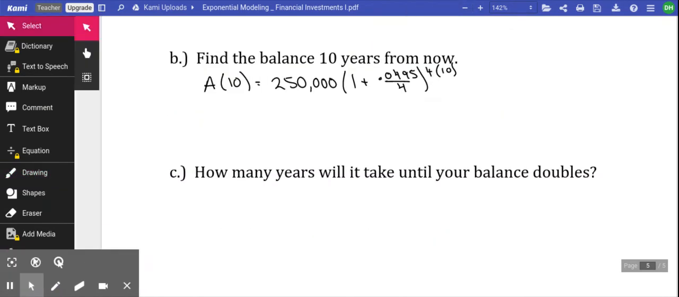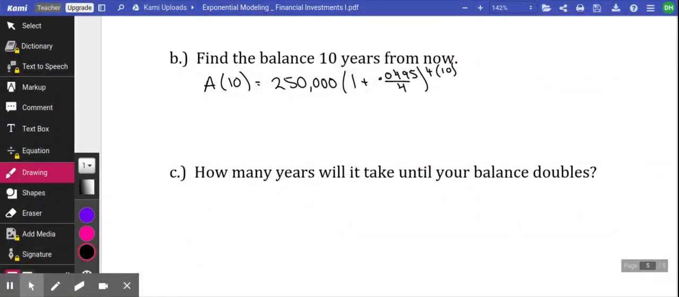Okay, if we go nearest dollar, I got 408,880.5. So I'll go 881 if I go nearest dollar. So not bad. Your $250,000 grew to $408,881 in a 10-year period without you making any more deposits into that. You just let it be. Just let it sit and grow.